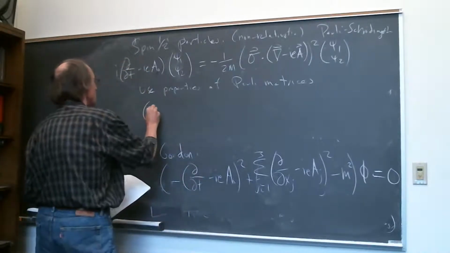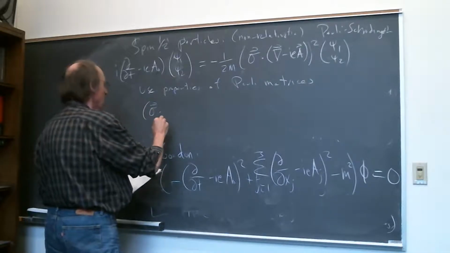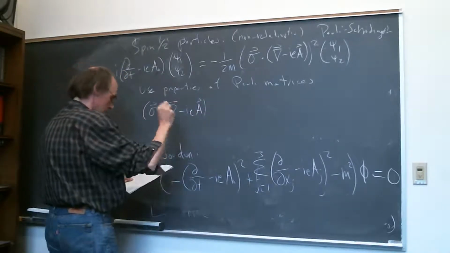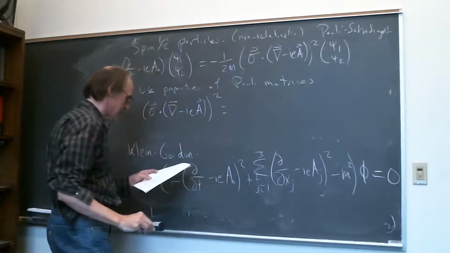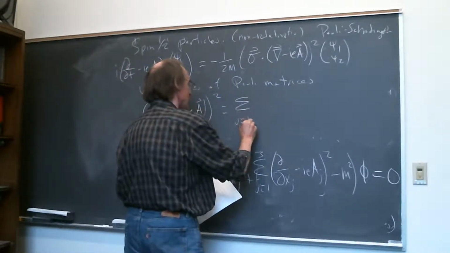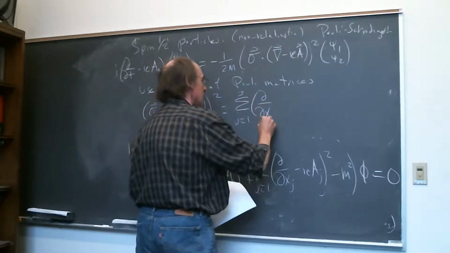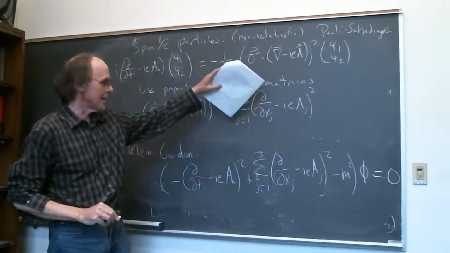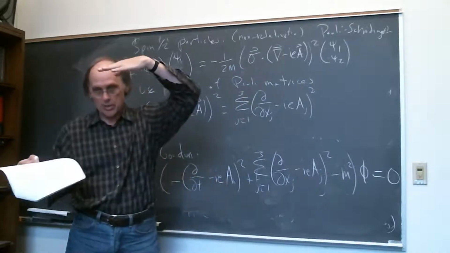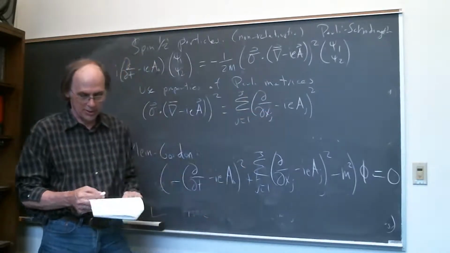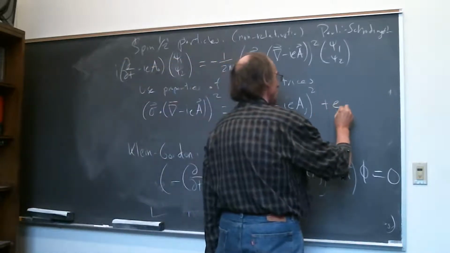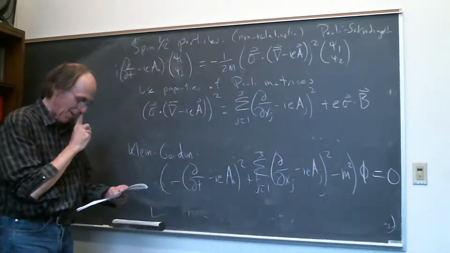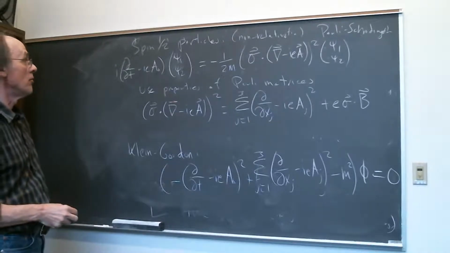sigma dot (p minus eA) squared, what it is, it's the sum over j of (derivative in x_j minus i e A_j) squared. It's the thing which is diagonal in these two components, which you expect, but there's also an extra term. Okay.